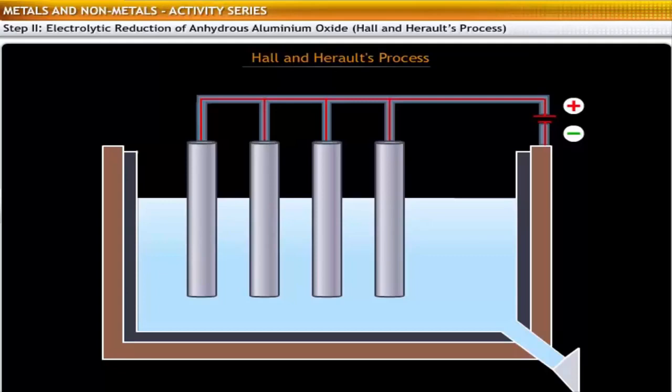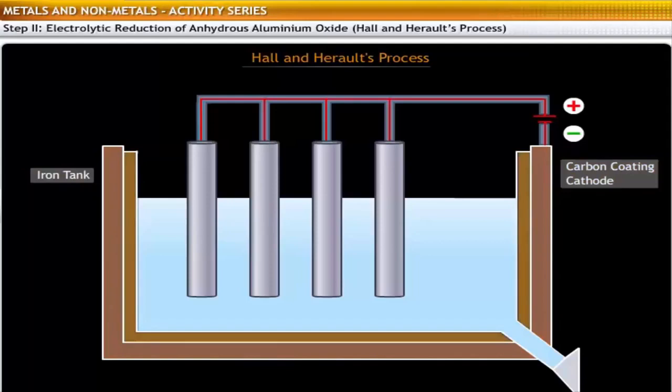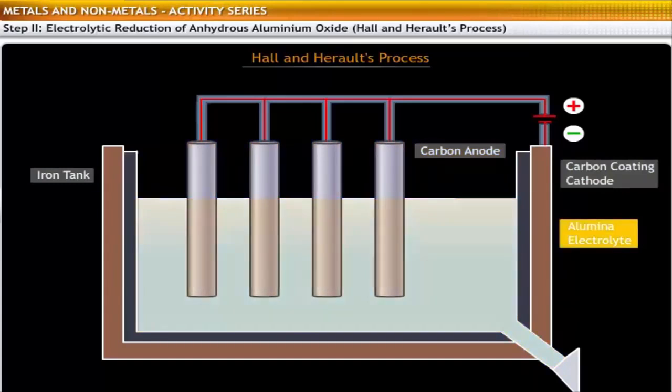an iron tank lined on the inside with carbon, which acts as the cathode, a series of carbon rods that act as the anode, alumina, Al2O3, as the electrolyte. Fluorspar and cryolite are mixed with the electrolyte to increase its electrical conductivity and decrease the fusion temperature.